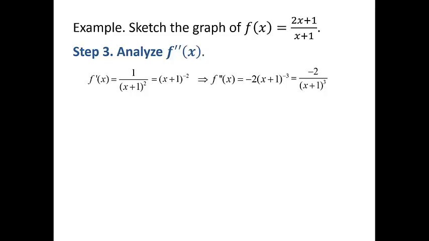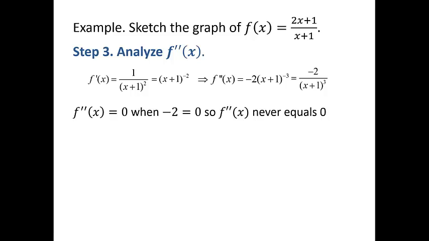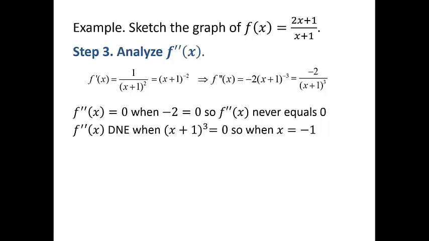We need to make a sign chart for f double prime. So we need to know when f double prime equals 0 and when f double prime does not exist. Note that f double prime equals 0 when the numerator negative 2 equals 0. This obviously is never true, and so our second derivative never equals 0. F double prime does not exist when the denominator x plus 1 cubed equals 0, so when x equals negative 1. So on our sign chart for this second derivative, we only need to plot the value x equals negative 1.